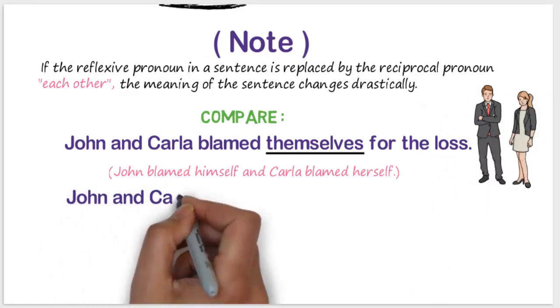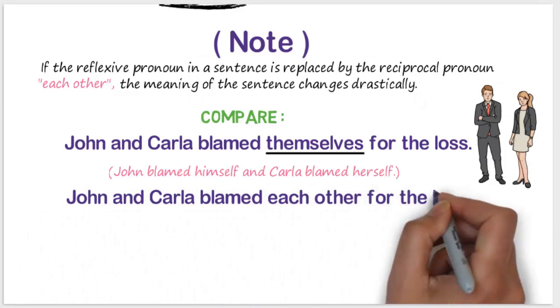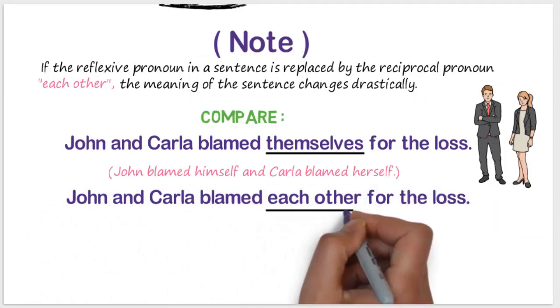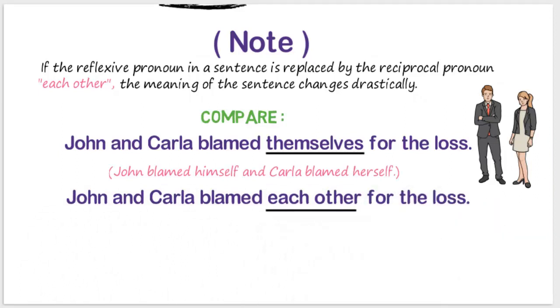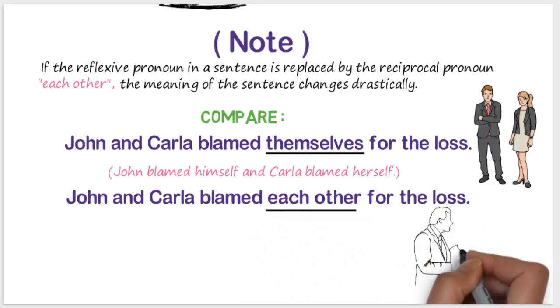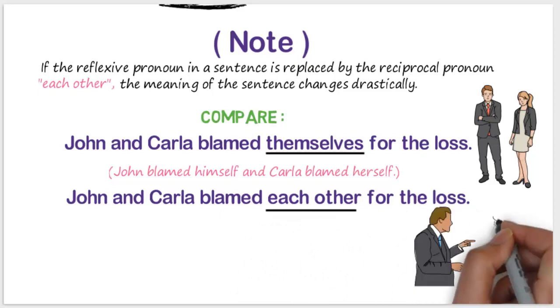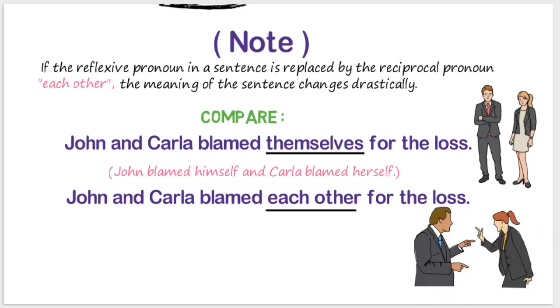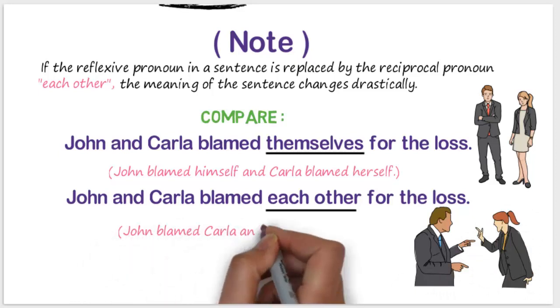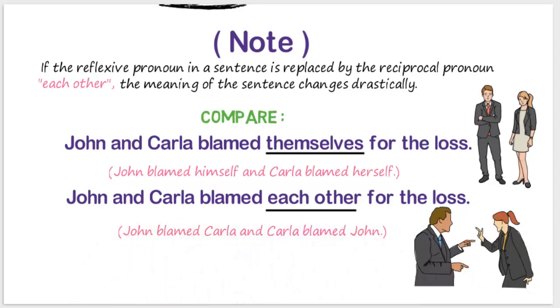Now look at the other sentence. John and Carla blamed each other for the loss. Here the words each other show that John blamed Carla and Carla blamed John. So if a reflexive pronoun is replaced by each other, then the meaning of the sentence will change 180 degrees.